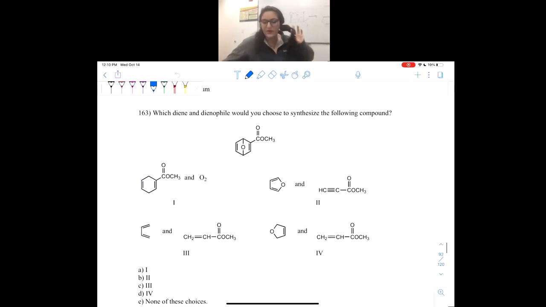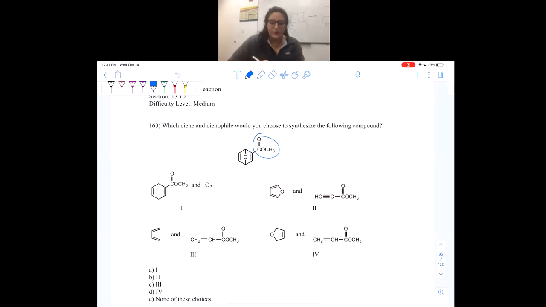Okay, cool. So for this one, which of the following dienes and dienophiles would create this compound, right? This is an example of a bridgehead one, and it's written in 2D. This actually has an oxygen in the bridgehead, which is not often seen on the exam, but we already can tell that this is a what group? Donating or withdrawing?